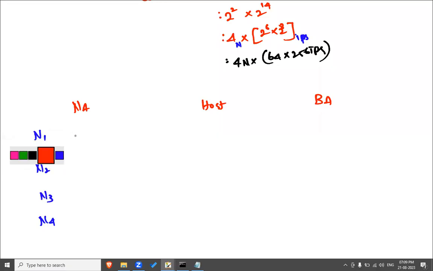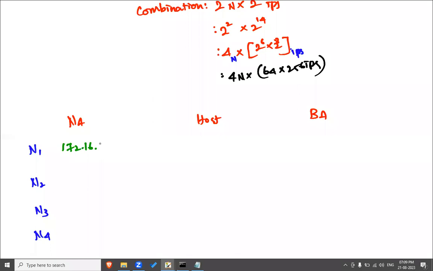Okay, we'll write the full network. 172 dot, sorry, I got confused with class C. This is a class B, 4 network, right? So it starts with 172.16. What is the first network? 0.0. And where is it going to end? 64 means 64 into 256, right? So we're going to have 172.16.63.255. Can you understand? 0.0 to 63.255.